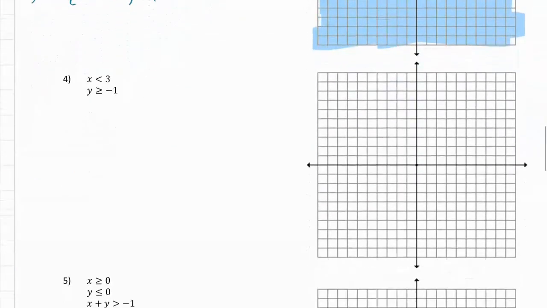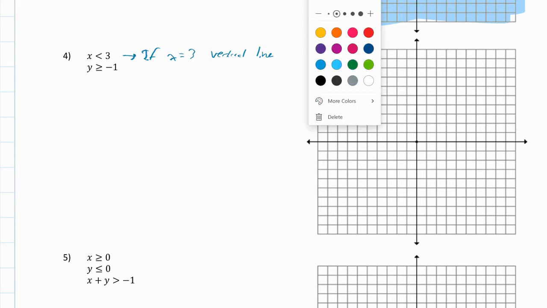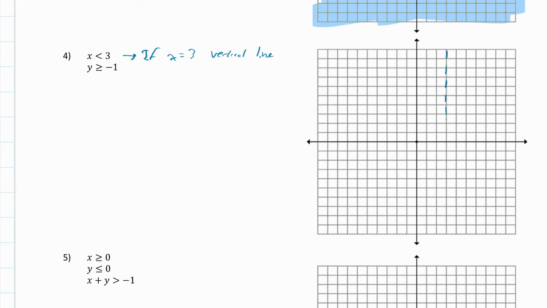Okay, so now we're going to be doing multiple ones on the same graph. x is less than 3. Well, if I graphed x is equal to 3, that would be a vertical line. So x is less than 3 is also a vertical line, but it's just going to be a vertical line going like this. And in fact, I want to increase the thickness of this so that we can see it a little bit easier. And I would encourage you to make the vertical lines and horizontal lines a little bit thicker so that you can get an idea of where they are.